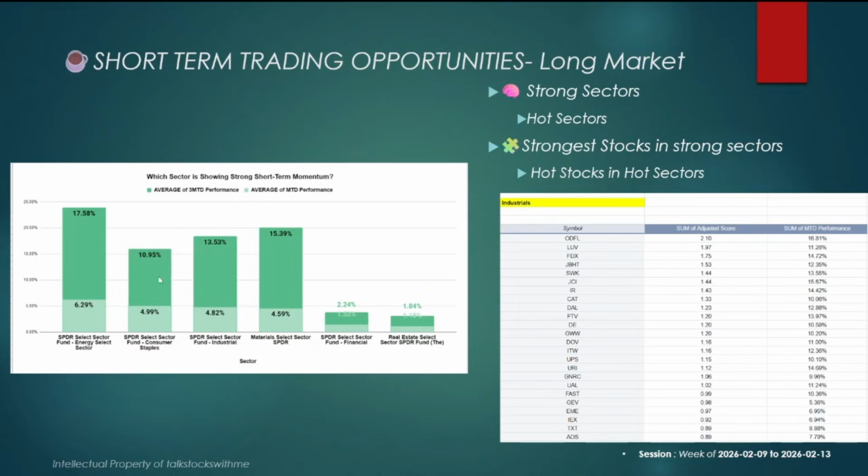Just as a reminder, within this figure I have two shades of green. The lighter shade of green here, if you focus on the energy, which is showing a return of 6.29% this month. So this means if you have bought the ETF XLE, which tracks the energy sector, you will be up 6.29% this month, and within the last 3 months you will actually have been up 17.58%.